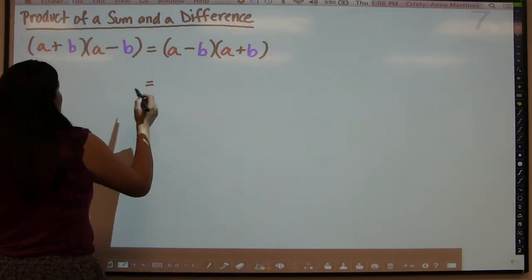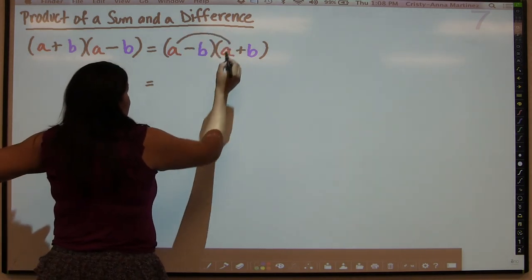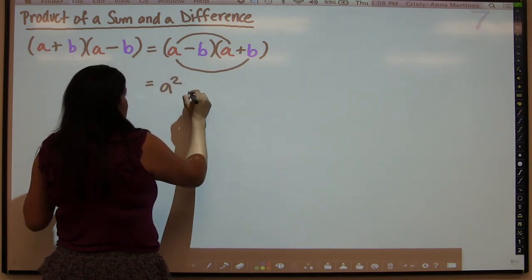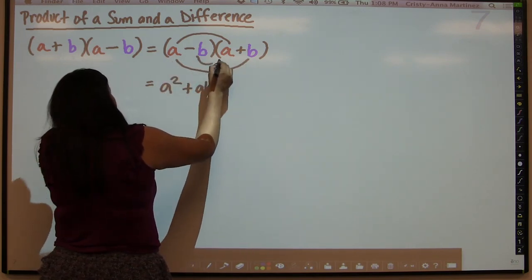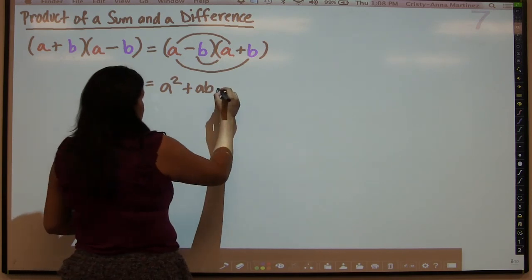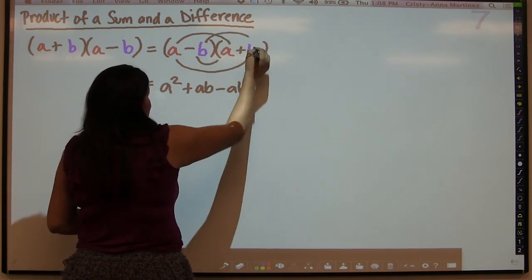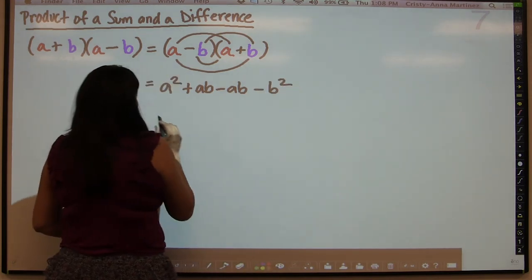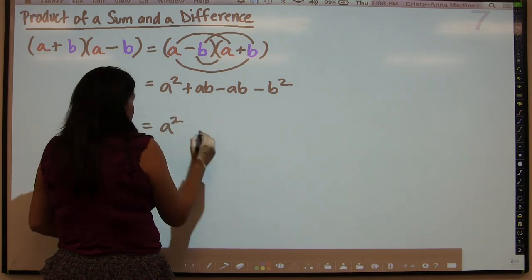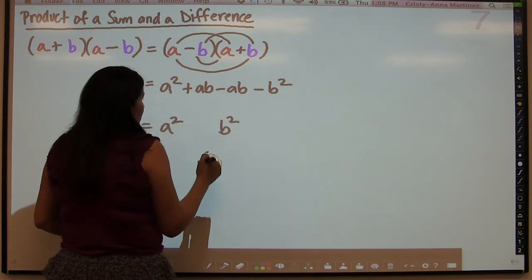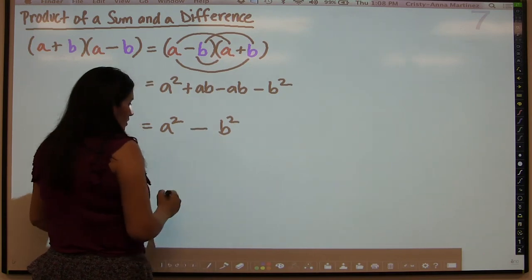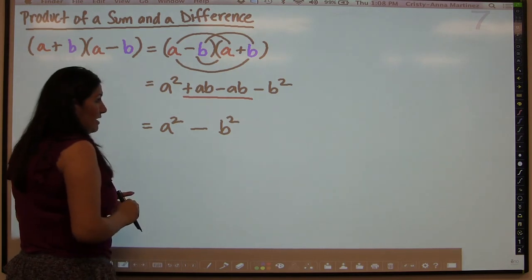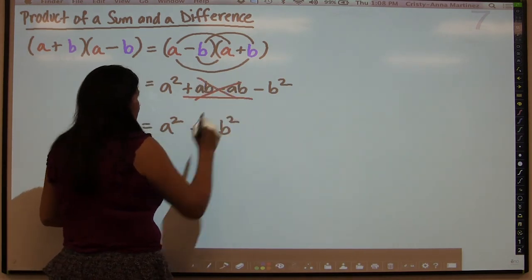If we use FOIL, I'm just going to go ahead and do this one here. A times A is going to be A squared. Outside times outside, you're going to get a positive A and a positive B, so a positive AB. Inside times inside, you're going to have a positive A and a negative B, so it's going to be minus AB. And then last times last is going to be negative B times positive B, which is negative B squared. And so what you're going to see here is that you still have your A squared term and your B squared term, but this time your B squared term is negative. And also what you'll notice is that the middle terms, the like terms, have a positive AB and a negative AB, so they basically cancel each other out, and there is no middle term.